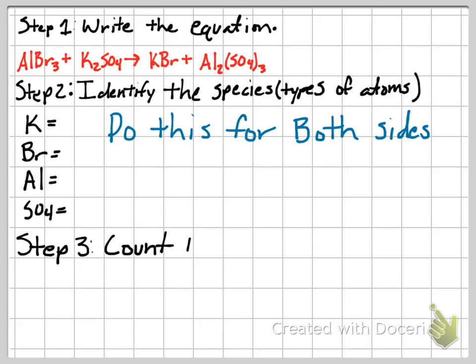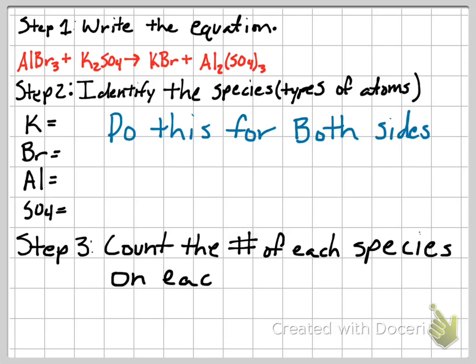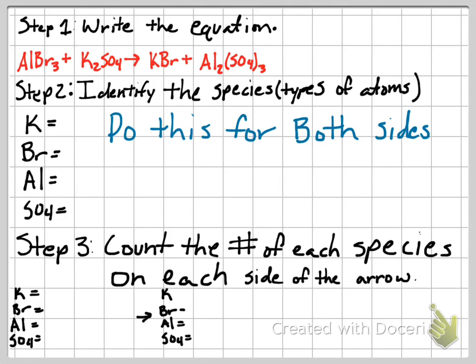Step 3. We have to count up how many of each we have on each side. So, by doing this, let's see. We already know we have these 4 things on both sides. Let's take a look at our equation. On the top, we have aluminum by itself. We're looking to the left. We have 1 aluminum, 3 bromine, 2 potassium, and 1 sulfate ion. Remember that the sulfate, SO4, is one piece. It all moves together. And so looking at the other side, we have to do the same.